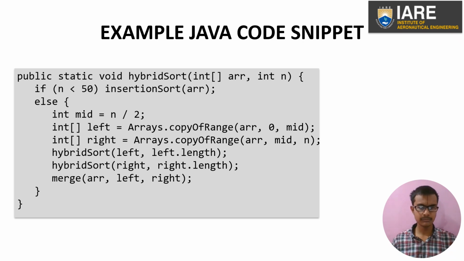We are telling the system to implement the hybrid sort to both the right and left parts, and finally the merge algorithm on the left and right parts, both parts, hence the code gets implemented.